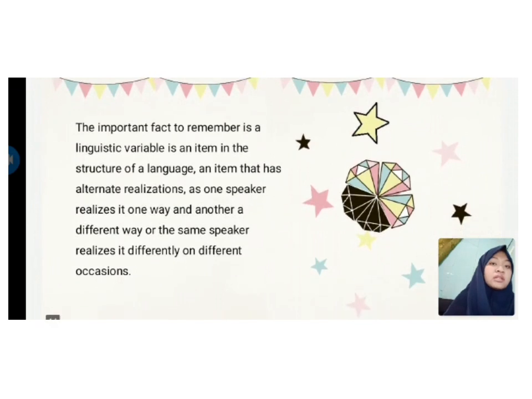And the last is the important fact to remember is a linguistic variable is an item in the structure of language. An item that has alternate realization as one speaker realized in one way and another a different way, or the same speaker realized differently on different occasions.